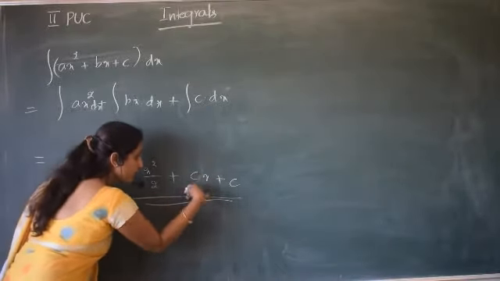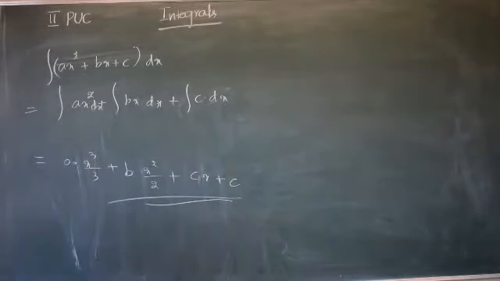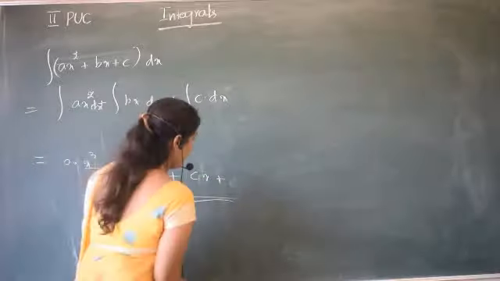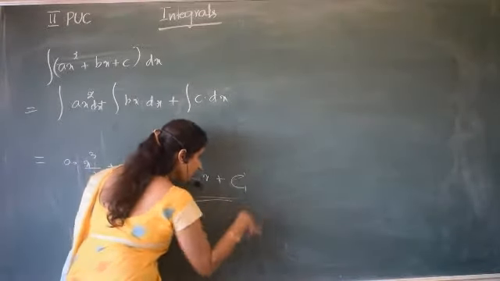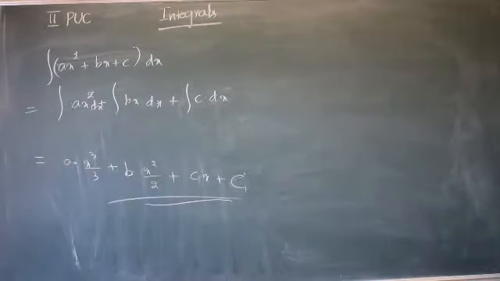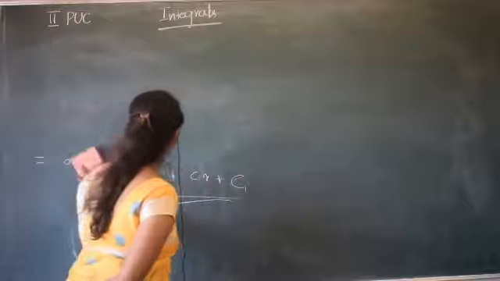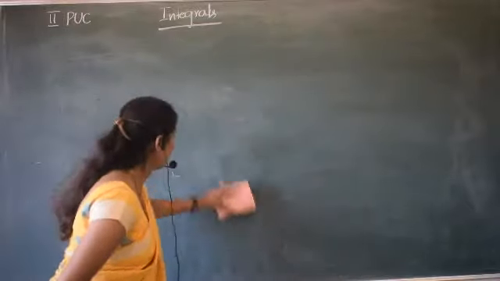So this c will be different, that c will be different, two different c's. So here this c is written in a different way, plus c. So this is the integral of the given function. Next one. Now you know how to write directly, also you can calculate.